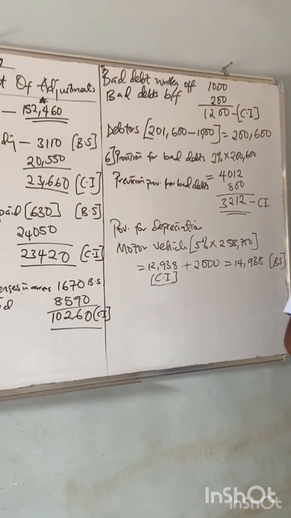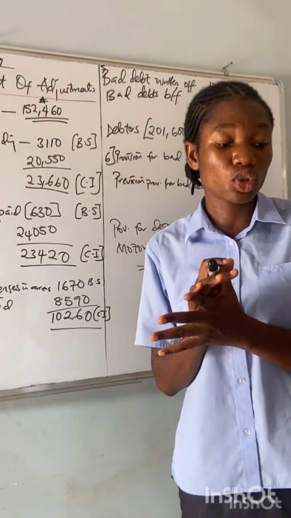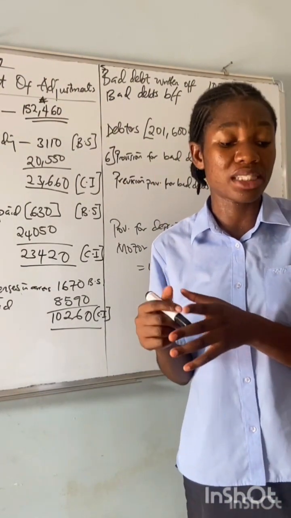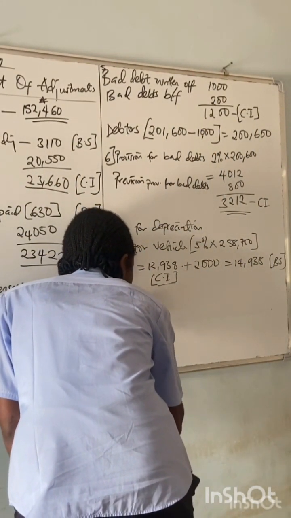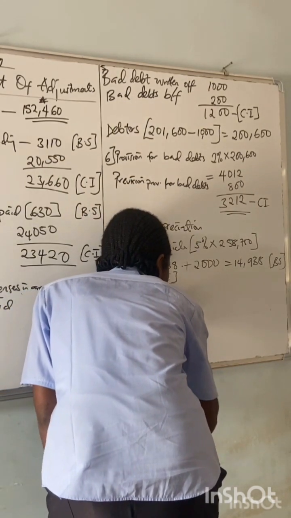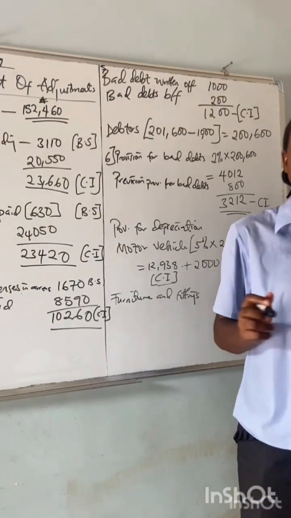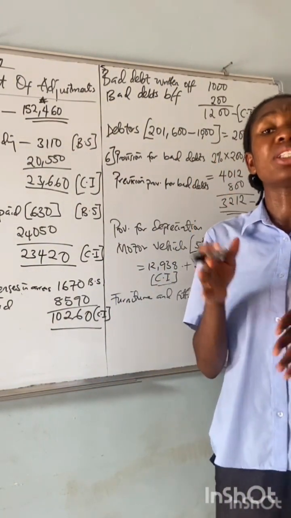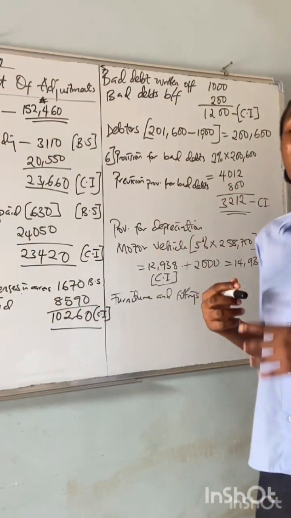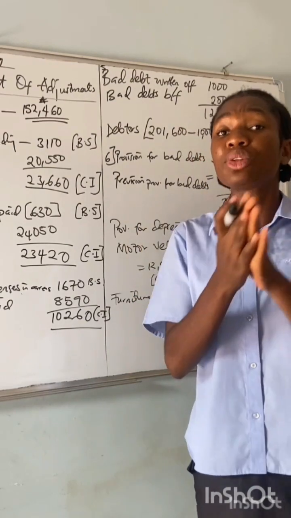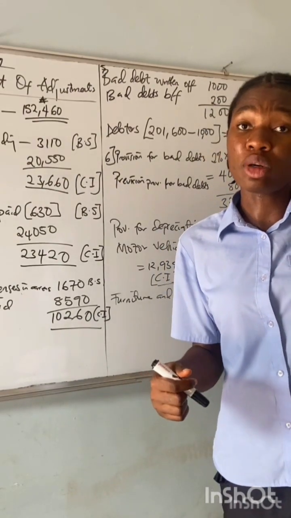All right, now the next provision we have is for furniture and fitting. We are told that we should depreciate furniture and fitting at the rate of 10% on its book value, right, not on cost. Now we depreciated motor vehicle on cost. We have to depreciate furniture and fitting 10% on its book value. How do we get the book value? We less the previous accumulated depreciation from the cost, all right.